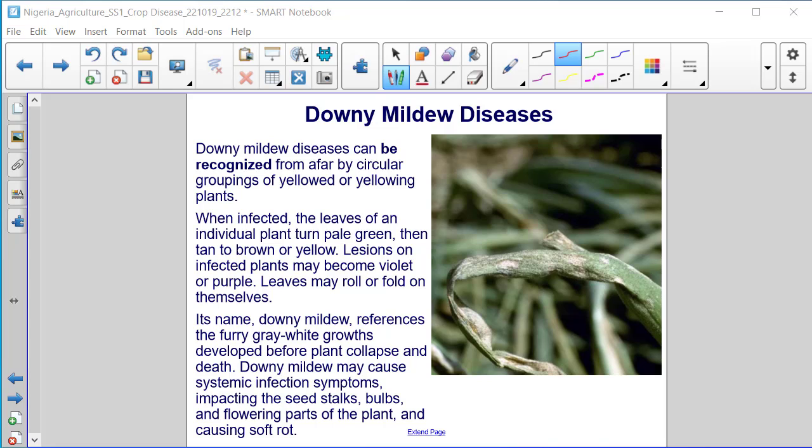Its name, downy mildew, references the furry gray-white growths developed before plant collapse and death. Downy mildew may cause systemic infection symptoms, impacting the seed stalks, bulbs, and flowering parts of the plant, and causing soft rot.